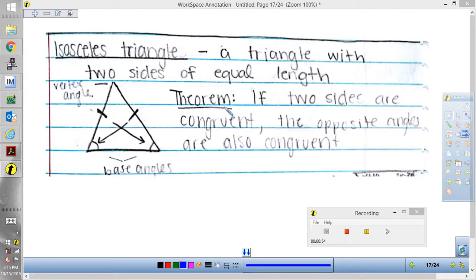So for isosceles triangles, we have the theorem: if two sides are congruent, then the opposite angles are also congruent, or another way of saying that is the base angles are always congruent. So whatever side is opposite these two angles must be the same, and these two sides must be the same if we have an isosceles triangle. Okay, pause the video to write down your notes.